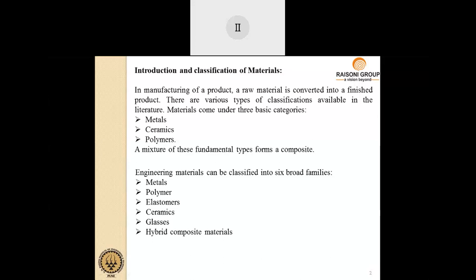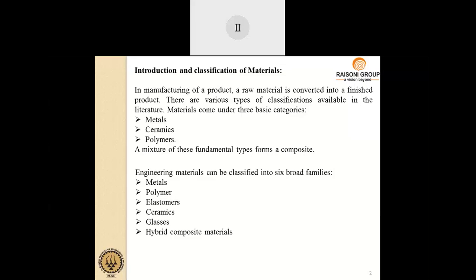There are various types of classification available in literature and research. Generally, materials can be classified in three basic categories: metals, ceramics, polymers. And if you mix one or two of these basic categories, you will get a composite. This is the basic classification.